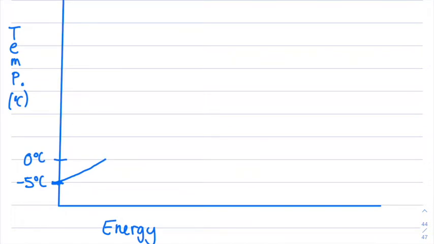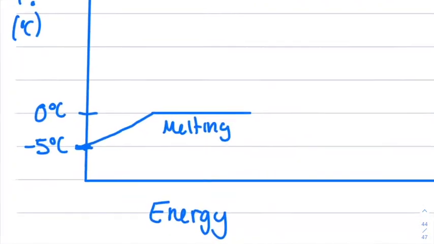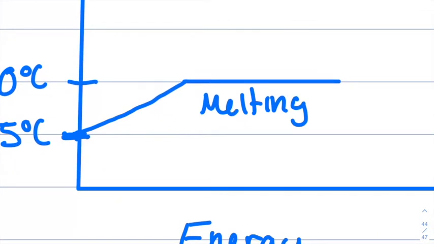Now, if we didn't have to do any phase changes, what would happen is it would just keep going up like this. But we do have to do a phase change. And what happens when we do a phase change is all your energy goes into that phase change. So it starts looking flat here. And what's going on in this flat area is melting. So right here we're melting. Our solid is becoming liquid.